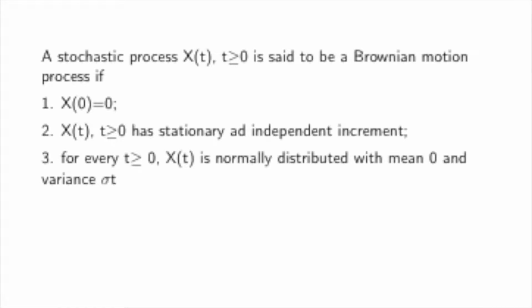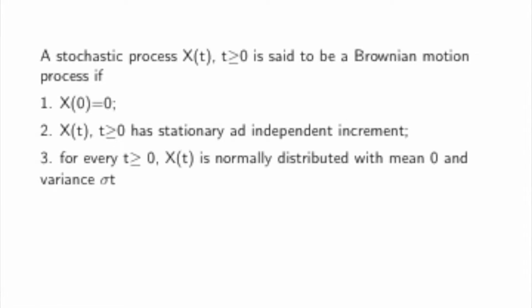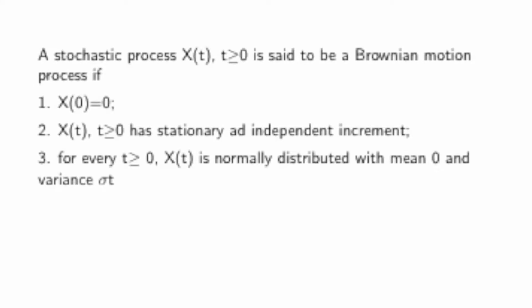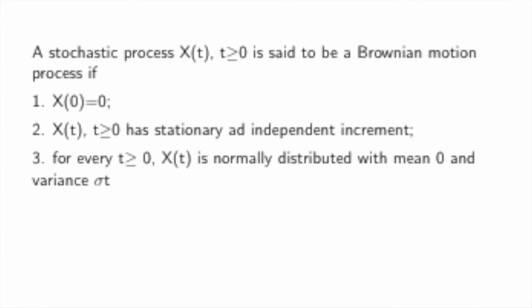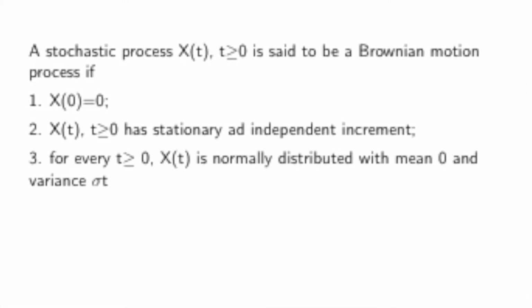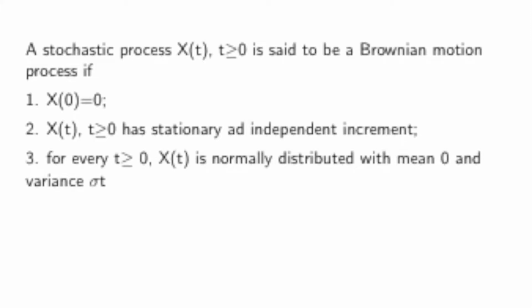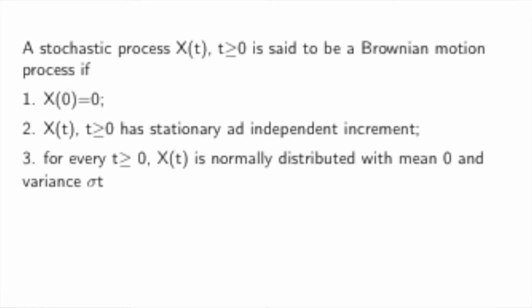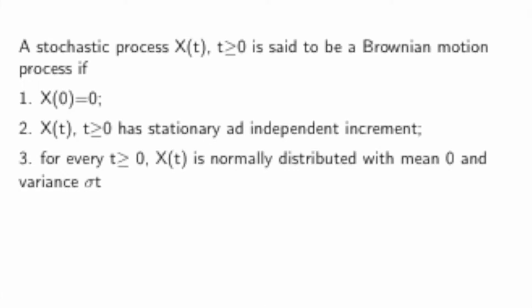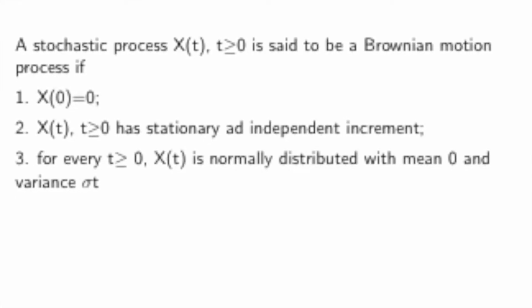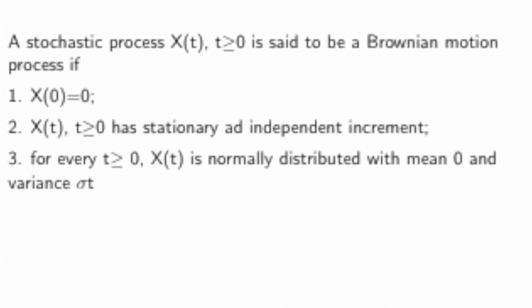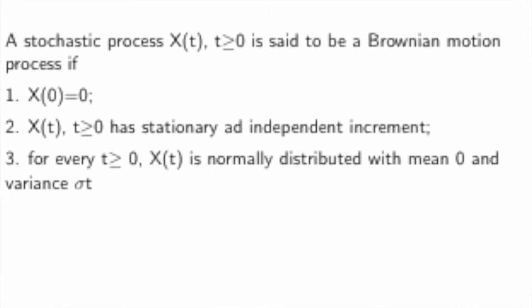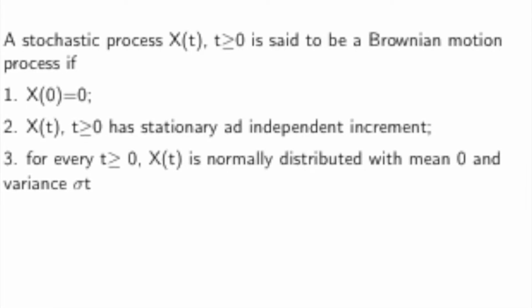A stochastic process X(t) for all t greater than or equal to 0 is said to be a Brownian motion process if the following conditions are met. The first, X(0) is 0. The second is X(t) for t greater than or equal to 0 has stationary and independent increments. And the third, for every t greater than or equal to 0, X(t) is normally distributed with mean 0 and variance sigma t.